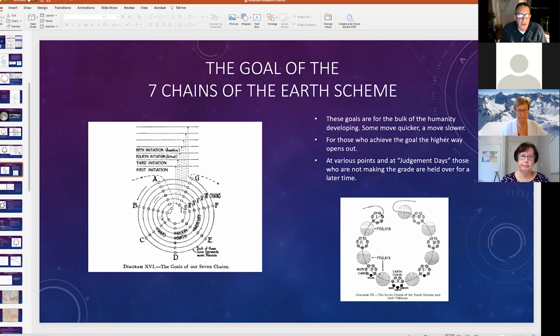This chart was just showing the objective for each of the chains, right? And how in our fourth chain, the objective is the fifth initiation.